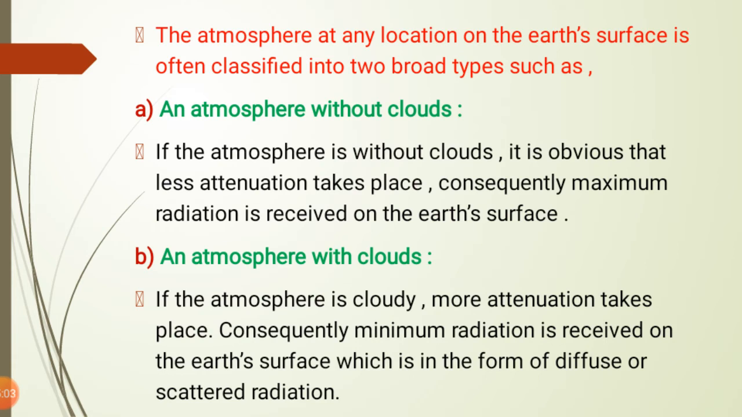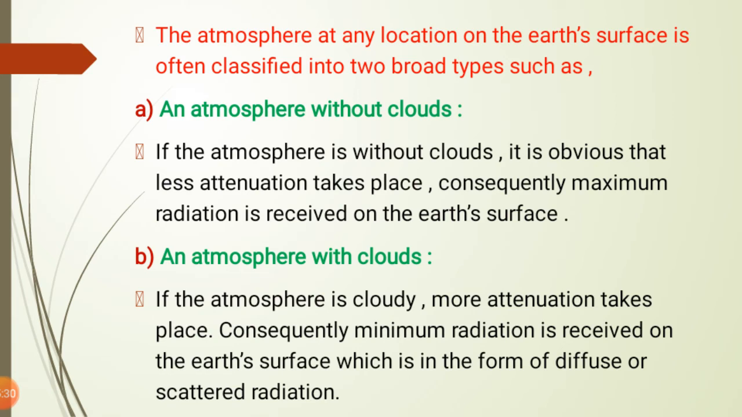Now first, an atmosphere without clouds. If the atmosphere is without clouds, it is obvious that less attenuation takes place. Consequently, maximum radiation is received on the Earth surface. That means if there is no cloud in the Earth atmosphere, then it is obvious that less attenuation takes place. That means less absorption and less scattering.